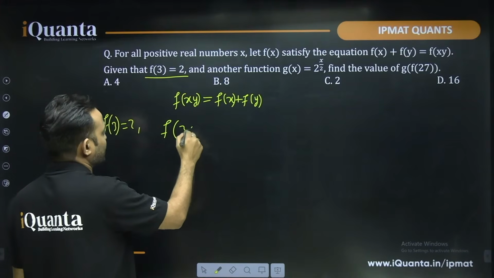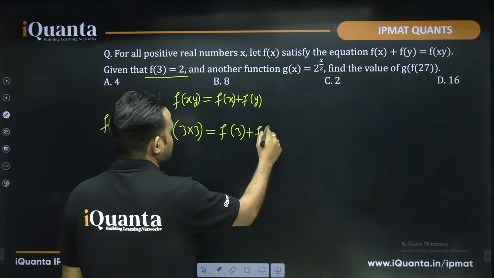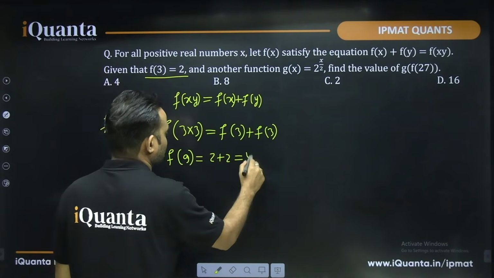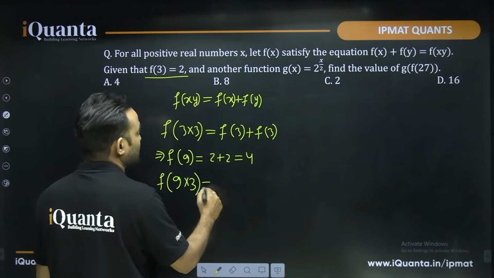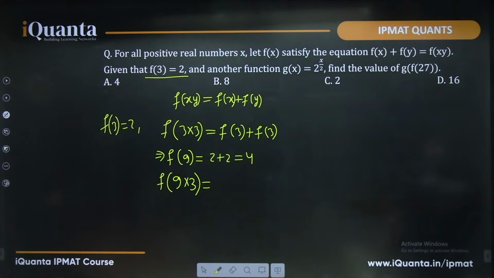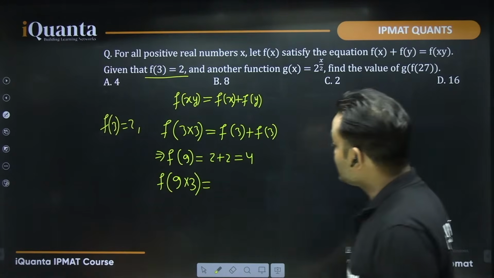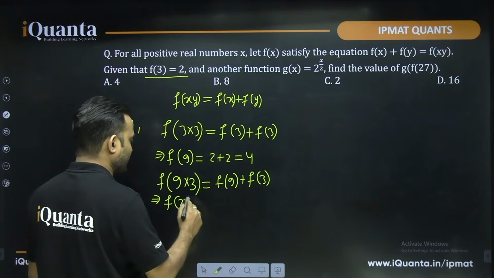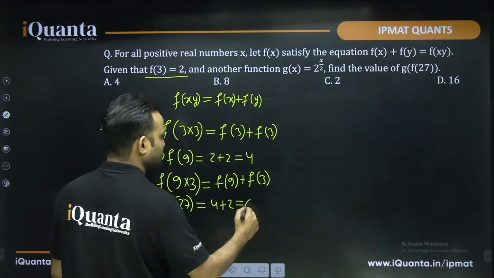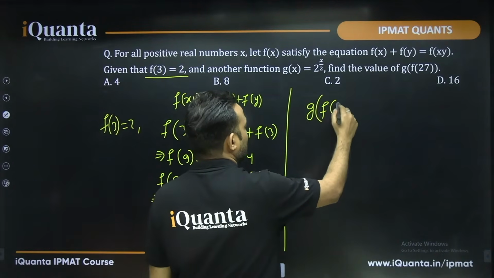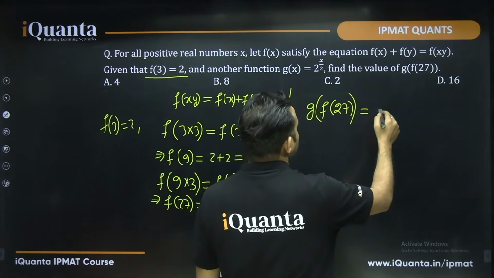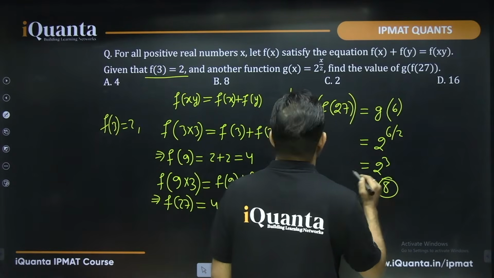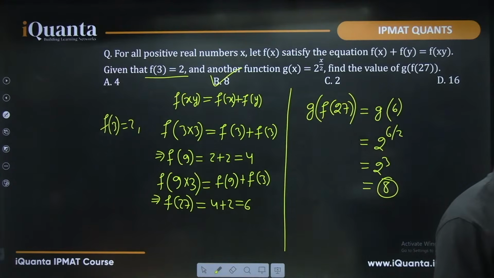We can say f(3×3) will be equal to f(3) + f(3), or f(9) will be equal to 2 + 2, which is equal to 4. Then we can say f(9×3), as we want 27, right? What do we want? We want 27. So f(9×3) is f(9) + f(3), or f(27) will be equal to 4 + 2, that is equal to 6. So if I want to find g(f(27)), this will be equal to g(6), which will be equal to 2^(6/2), that is equal to 2 cube, which is nothing but 8. The correct answer is option B, right?